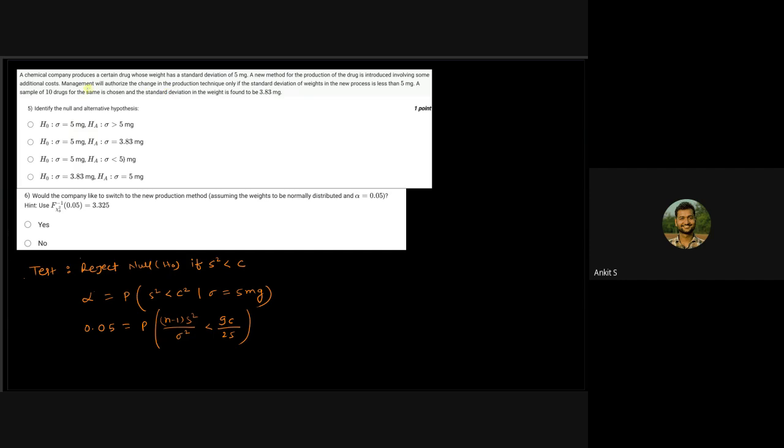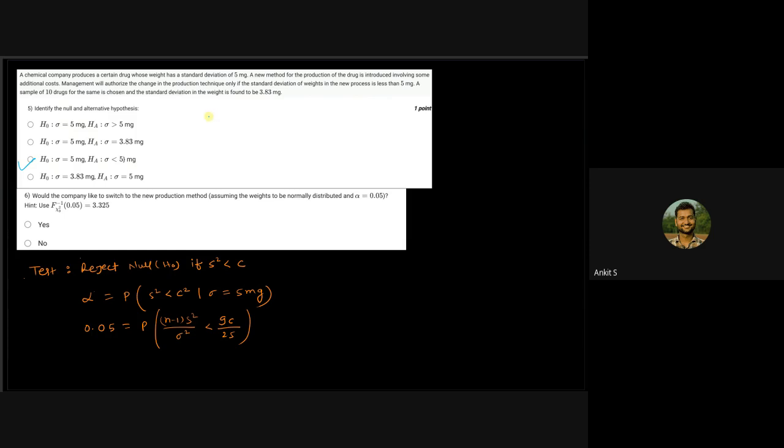So read this line: management will authorize the change in the production technique only if the standard deviation of weights in the new process is less than 5 mg. So if it is less than 5 mg, then it will authorize it. So it means it is alternative. So this is your null hypothesis and this is alternative hypothesis. A sample of 10 drugs for the same is chosen, and the standard deviation in the weight is found to be 3.38. Should the management authorize it or not authorize it? That is the question that you have to answer.